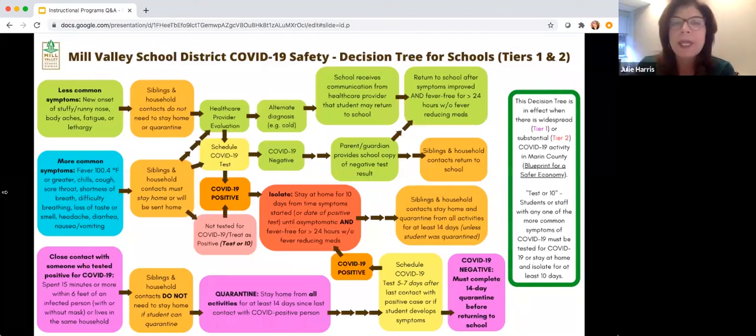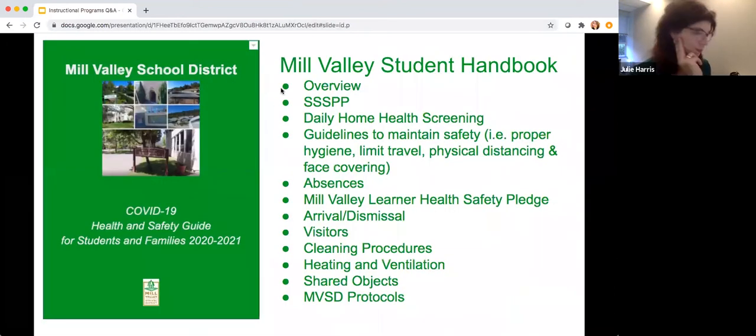This is a really handy decision tree for schools, but it also can be very helpful for parents. We hope that you make sure to take time to check your child before they come to school when we return to in-person learning on November 30th. Next, we're going to take a look at our Mill Valley School District Health and Safety Guide.